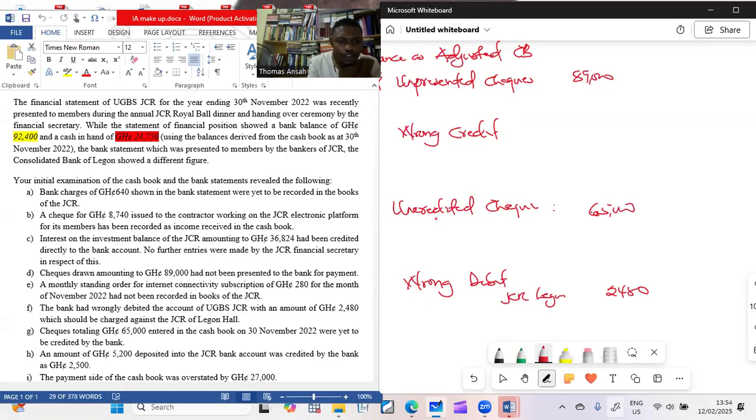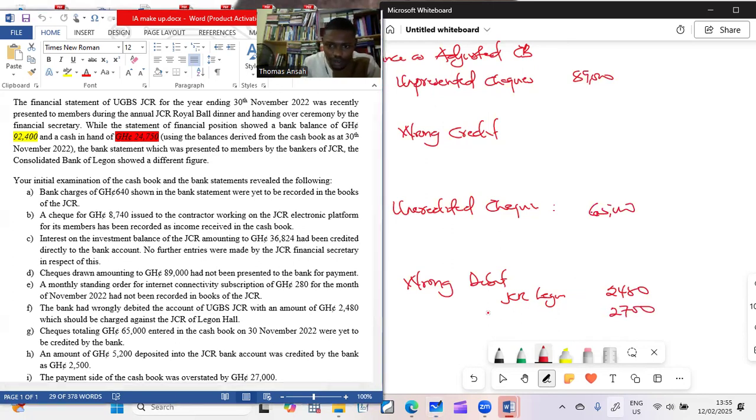What else? An amount of 5,200 deposited into the JCRC bank account was credited as 2,500. So this one too is another error. We put in 5,200, you have credited 2,500, so it's an error resulting in a decrease of our account. So what is the difference? 5,200 minus 2,500, that is 2,700. So another one, 2,700. All right, so we can say bank error.